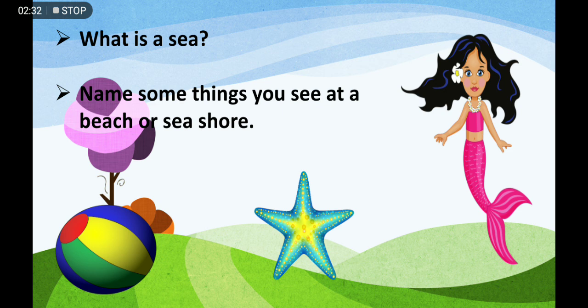Let's have a look at today's task. You have to answer what is a sea and you have to name some things you see at a beach or seashore.